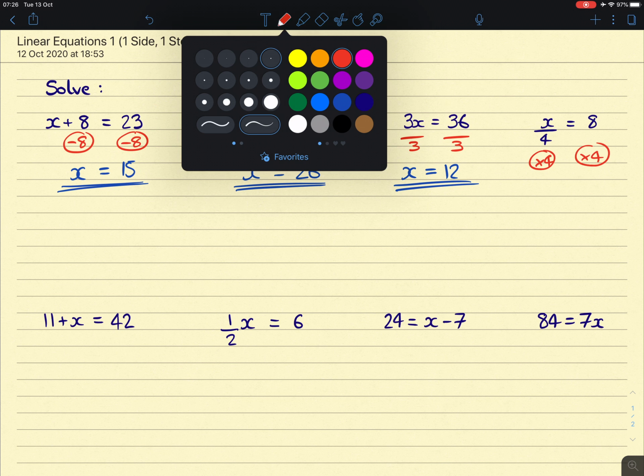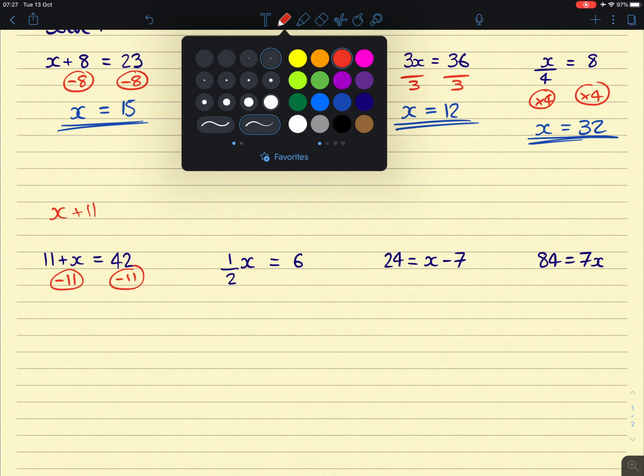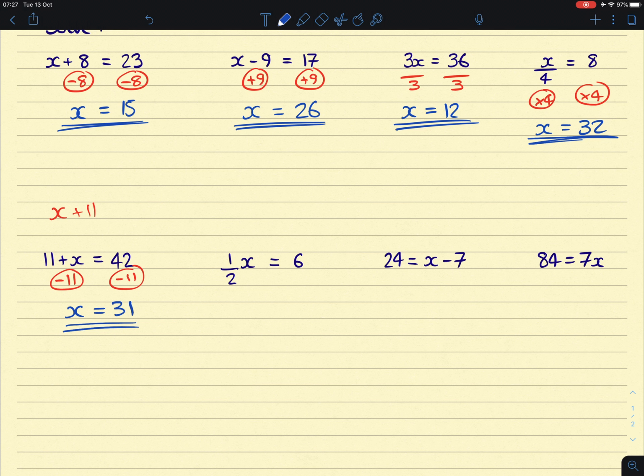Next, if we have 11 plus x equals 42, we are trying to get rid of this 11 that is before x. Now, 11 plus x is the same as x plus 11. There's an invisible plus before that, so we're trying to get rid of a plus 11 effectively, which means we're going to take away 11 from both sides. If we do that, x will then be on its own, and on the right-hand side, we'll end up with 31. Solved.